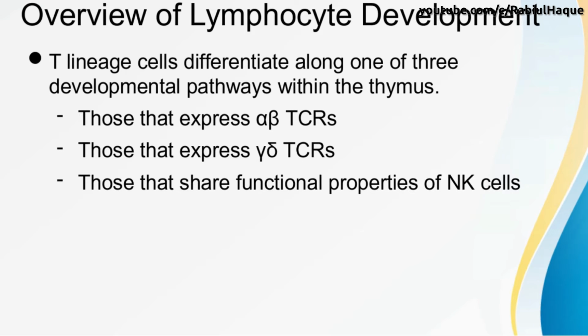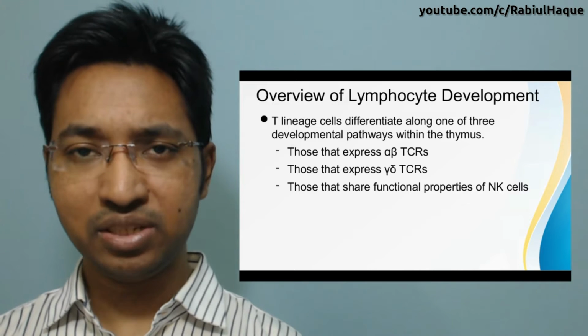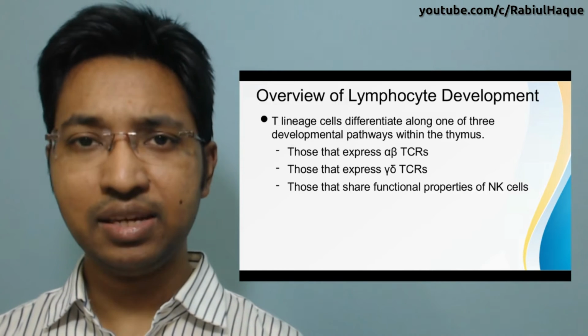Now, T lineage cells will differentiate along one of three developmental pathways within the thymus. Some of them will differentiate into cells that will express alpha-beta T cell receptors, others will express gamma-delta T cell receptors, and others will differentiate into cells that will share functional properties of natural killer cells, and those cells will be called natural killer T cells, as we will see. Now always remember, T cell development is happening inside the thymus.